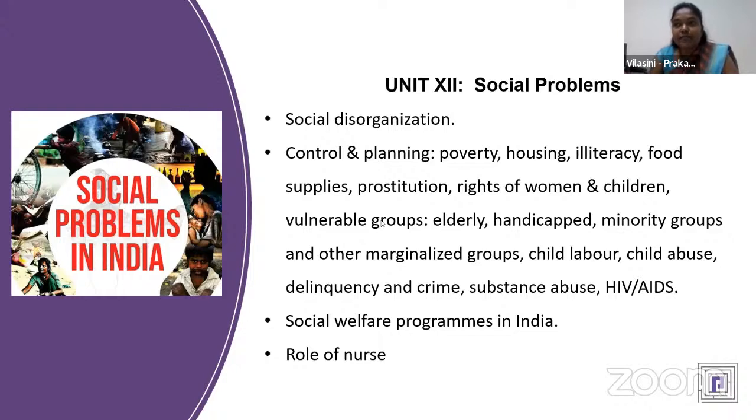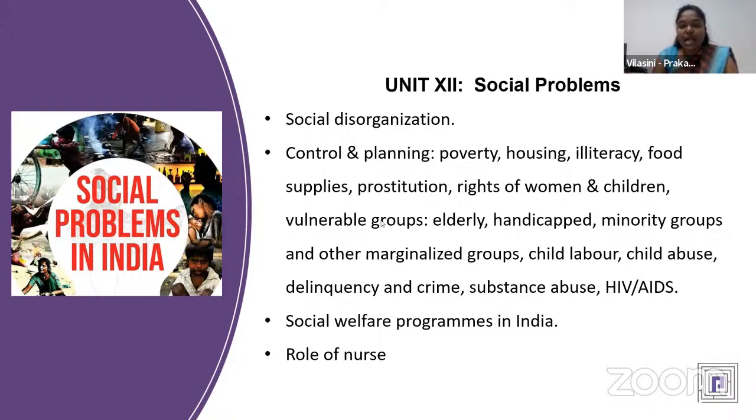Absolute poverty is where the person is not able to get minimum requirements for his livelihood. Then relative poverty is where he is able to meet his physical needs, but he is not able to cope up with the rest of the livelihood. That is absolute and relative.